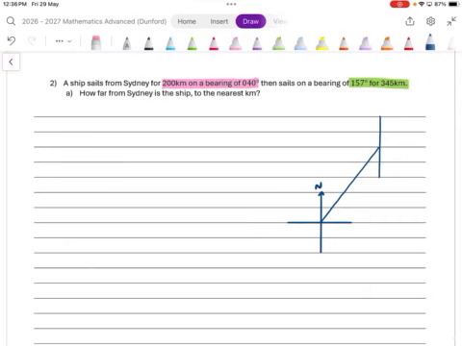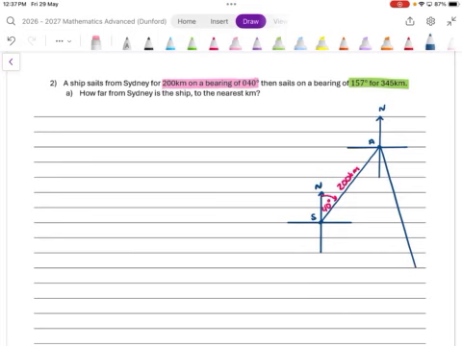So let's put that information so far on. So we have our north. So far we have gone our 40 degrees. And then we have gone our 200 kilometres. Okay, this is where our ship starts from Sydney. All right, it gets to point A. We're going to call this point A up here. And it goes on a bearing of 157 degrees. So 157 degrees. And it goes for 345 kilometres. So it goes a fair distance.